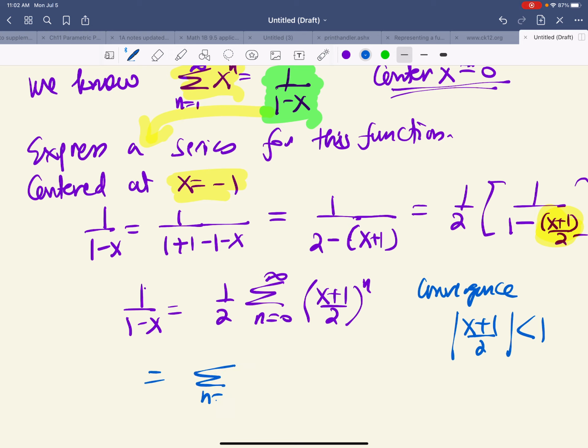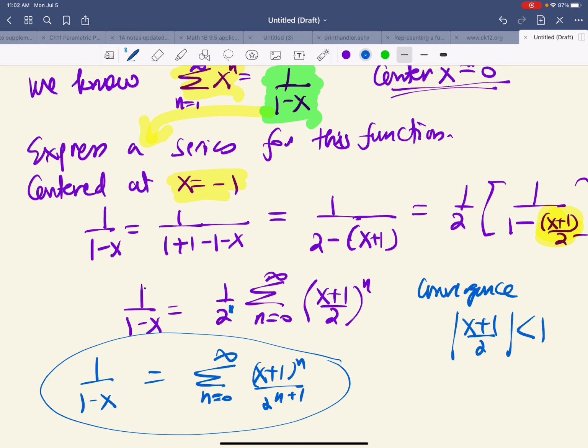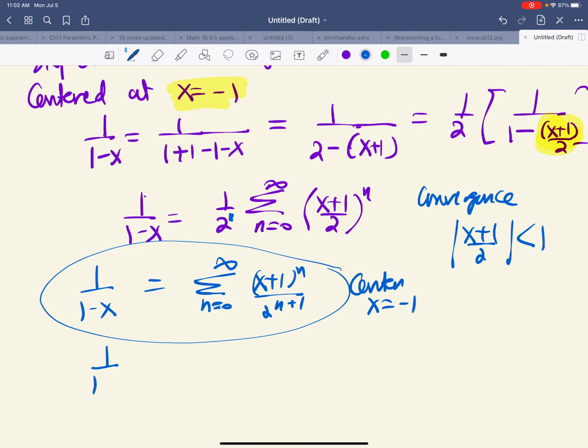Now I'm going to clean it up a little. n is equal to 0 to infinity x plus 1 to the power n over 2 to the power n plus 1, because we already had 2 to the first power. So we can express this series with a different center. Now this one has a center x is equal to negative 1. Earlier we saw we can also say this is n is equal to 0 to infinity x to the power n. The center is x equal to 0. So as your center changes, your interval of convergence will also change.